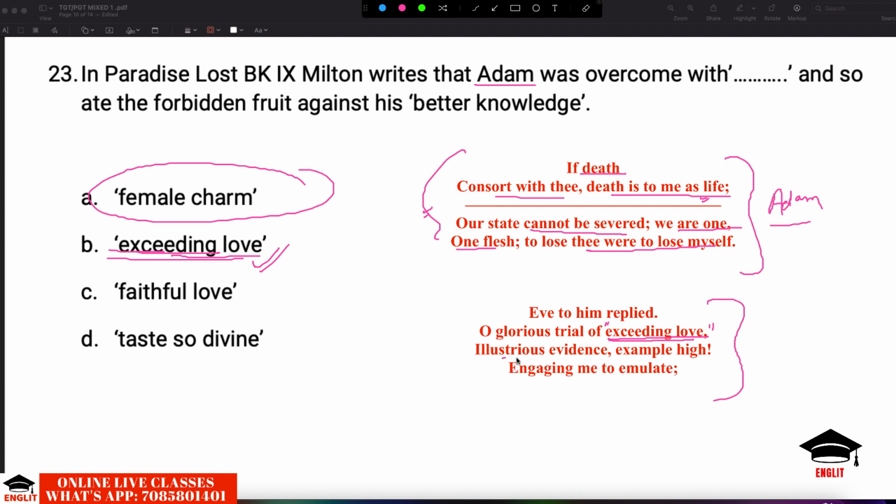Illustrious example, illustrious evidence. This exceeding love is an example itself. Example high. Engaging me to emulate. Emulate means I also try to excel in it. I also try to be as fair in this comparison as you. If you are ready to get perished, to get destroyed in my love, I also want to have this kind of love. I wish I had this love for you. So it is purely exceeding love.